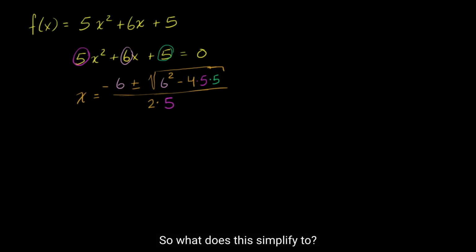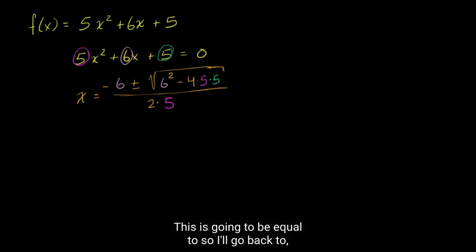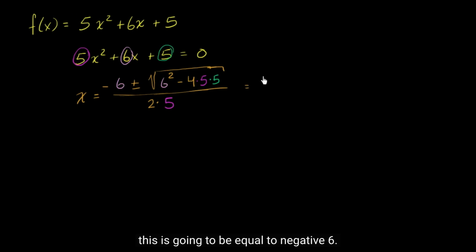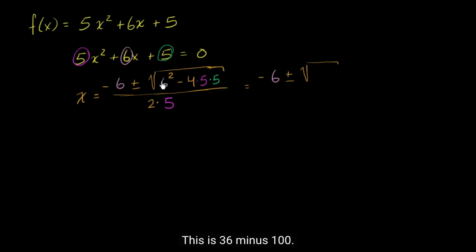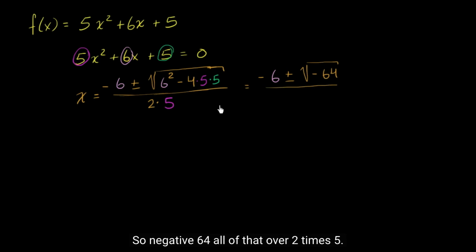So what does this simplify to? This is going to be equal to -6. I'll try to keep it color-coded still. -6 plus or minus the square root. Now what is this going to be equal to? This is 36 minus 100. So -64, all of that over 2 times 5. All of that over 10.